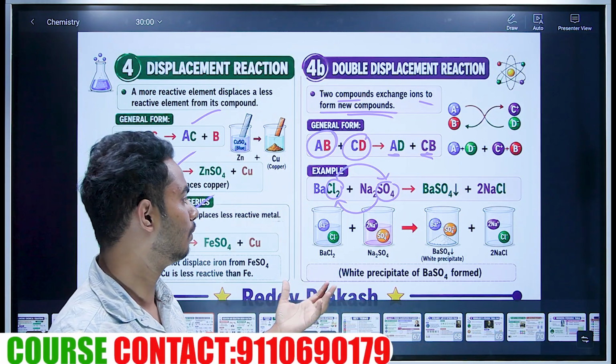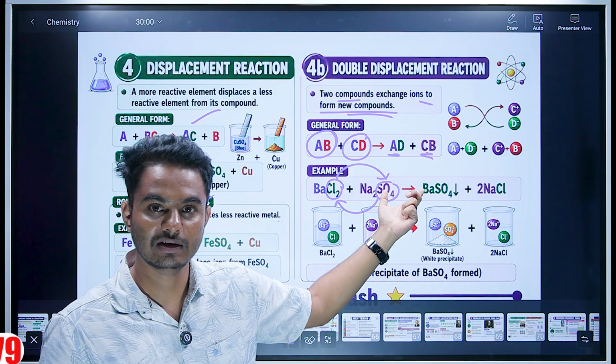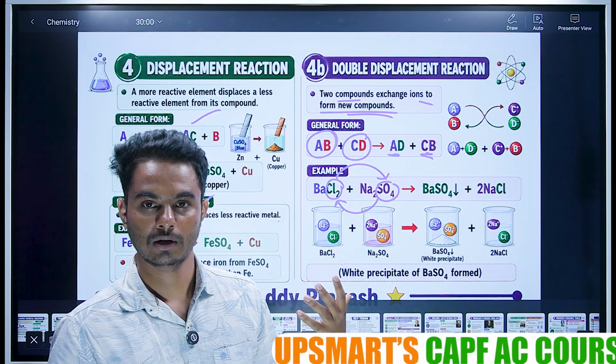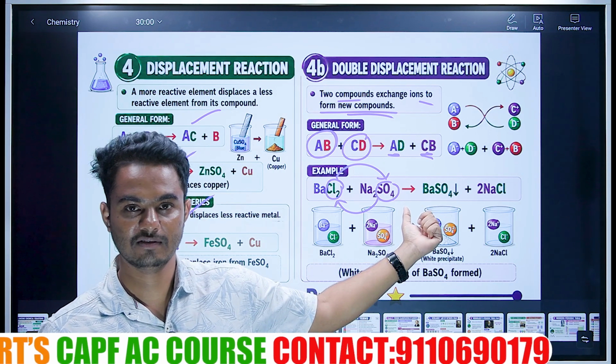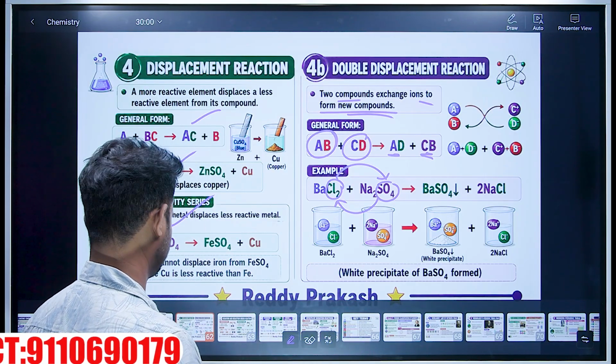Double displacement. Now what the examiner does is give a similar equation like this. They'll try to identify the kind of chemical reaction which has taken place. Now it is easy, right? You will find it as double displacement. Very easy, sir. I'll find it, sir.